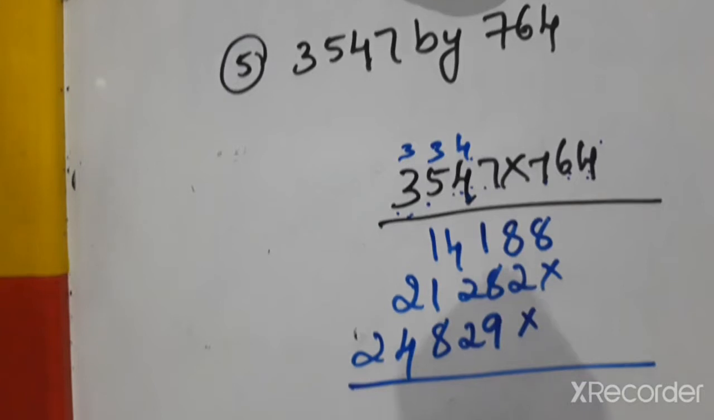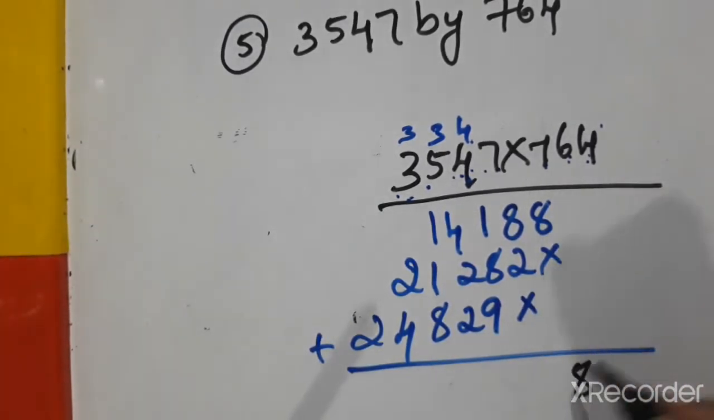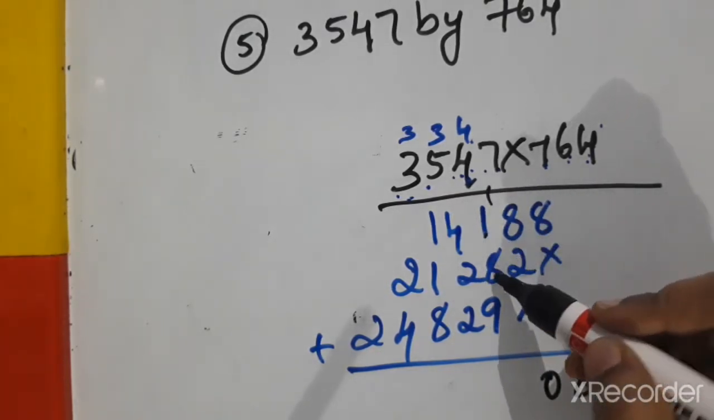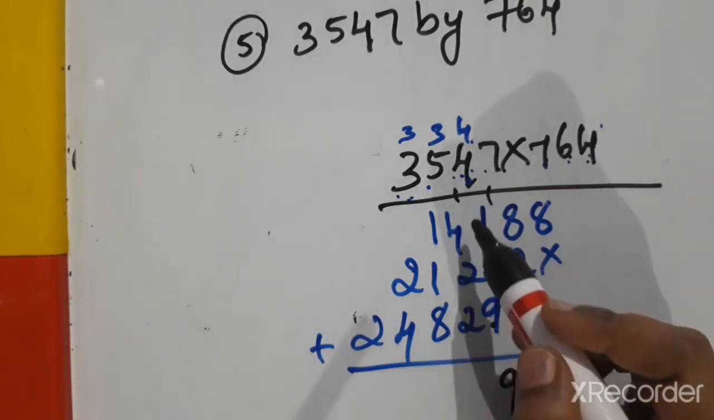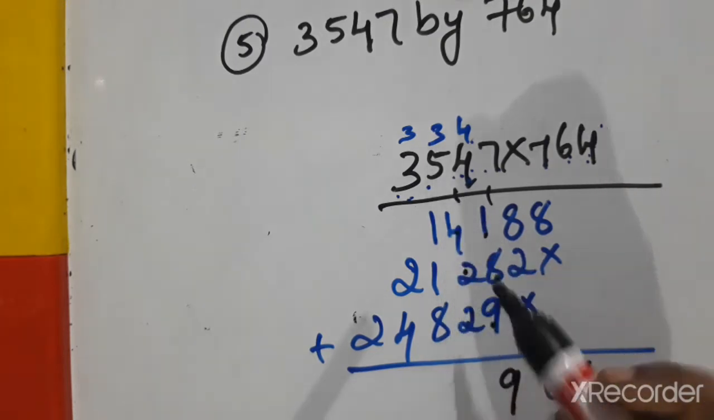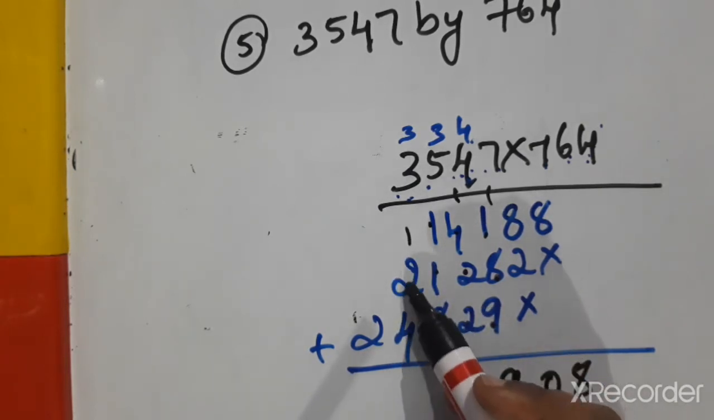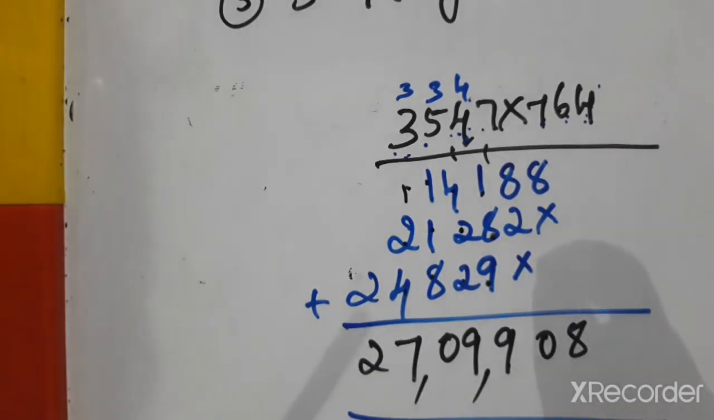Okay, now we have to add the values here, plus we have to add the total. 8 as it is, 8 plus 2 is 10, 1 carry over. 1 plus 2, 1, 1, 2, 2 plus 8 is 10, 10 plus 9 is 19, 9, 1 carry over to the next place. 5, 6, 7, 8, 9, 8, 9, 10, 0 here, 1 carry out to the next place. 4 plus 2 is 6, 7 and 2. Answer is 27 lakh 99,908 is the answer.